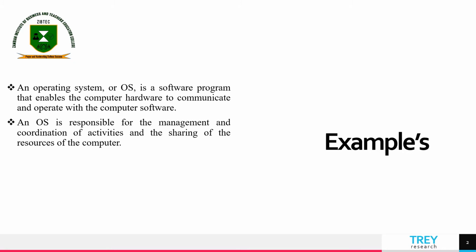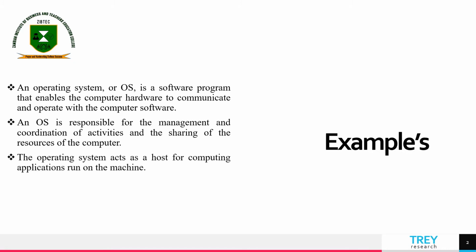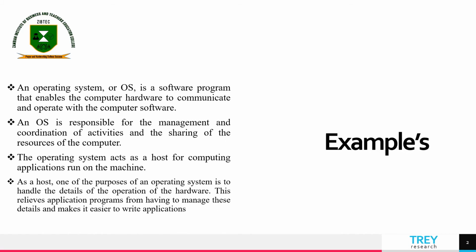Coordination of activities means you're simply talking about the things that the computer does at once. The operating system also acts as a host for computing applications that are run on the machine. As a host, one of the purposes of an operating system is to handle the details of the operation of the hardware. This relieves application programs from having to manage these details and makes it easier to write applications.